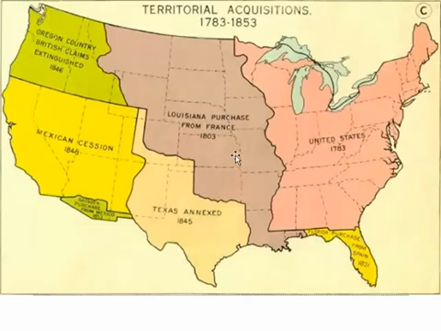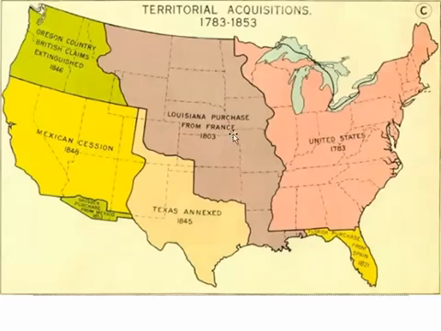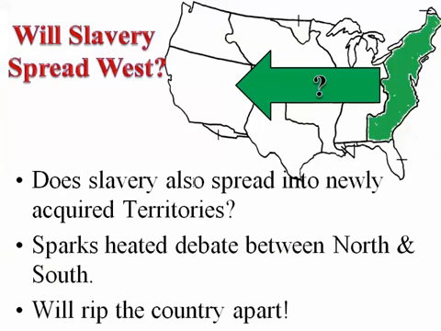So the big question is, how do we deal with slavery out here in the Louisiana Purchase? How is it going to be determined, if a state comes in, whether it's going to be slave or whether it's going to be free? We had already decided this up in the Northwest Territory: no slaves there. But what about in the Louisiana Purchase territory? So this question arises: will slavery spread westward? Does slavery also spread into these newly acquired territories like the Louisiana Purchase? This is going to spark heated debates between the North and South and cause these tensions and the sectionalism that is eventually going to rip this country apart.